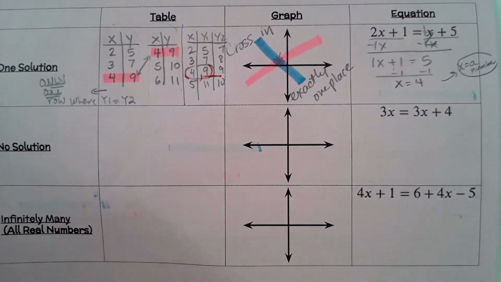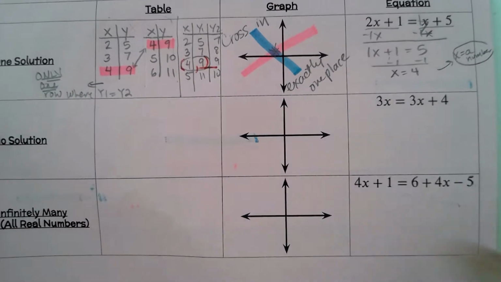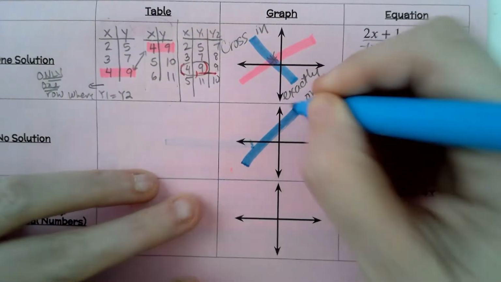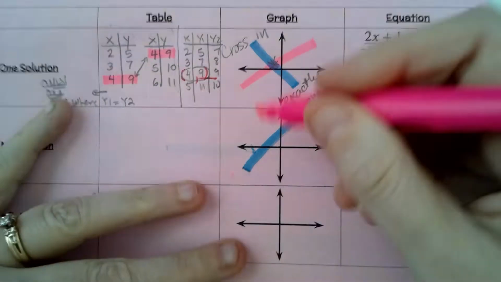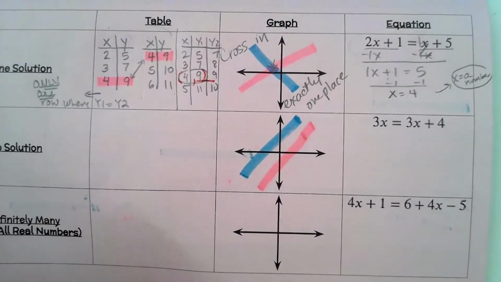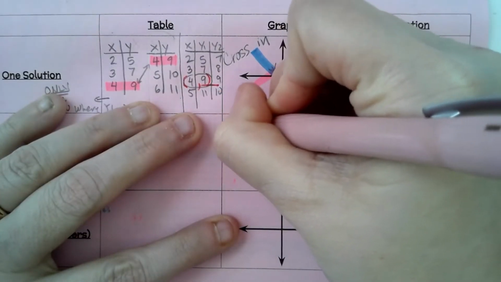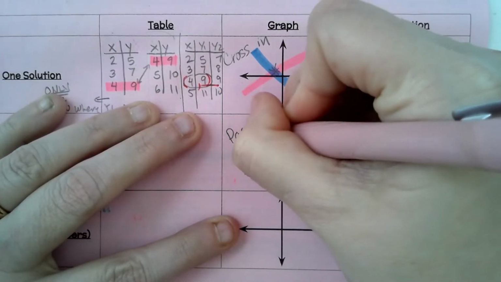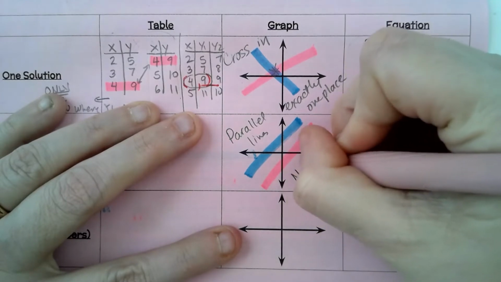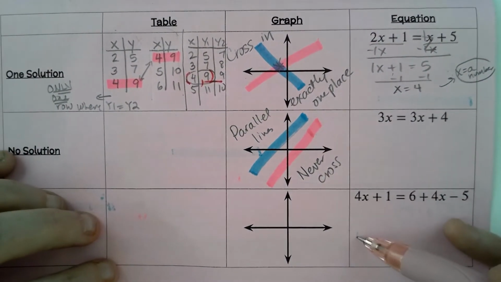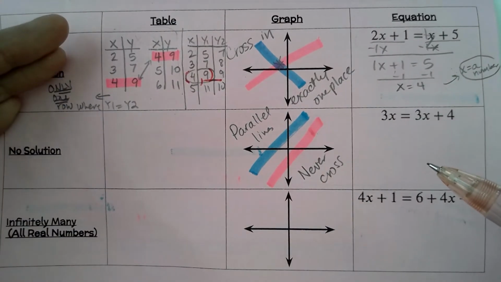Okay, now let's talk about no solution. For no solution, what we're going to see when we graph it, do your best, is parallel lines. So do your best to draw a pair of parallel lines. Parallel lines never cross. And because parallel lines never cross, we will not have a solution to this.